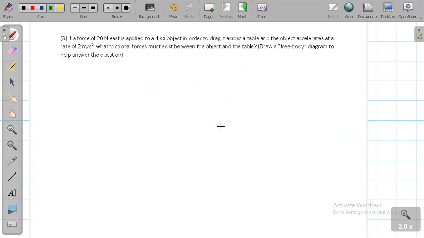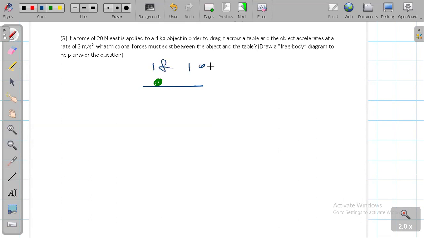If a force of 20 Newton is applied to a 4 kilogram object in order to drag across a table and the object accelerates at 2 ms^-2, what is the frictional force that must exist between the table? Okay, help answer the questions. Okay, I will try it.